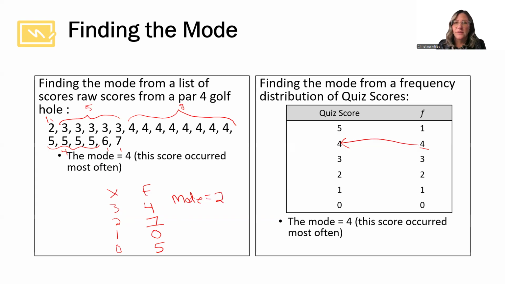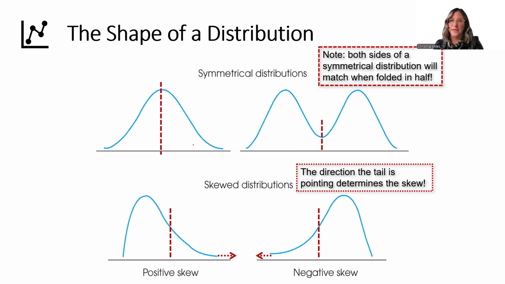It's not mode equals 7, it's mode equals 2, because 7 is how many people scored 2. That is something that I see as a common error. So that is the last measure of central tendency.